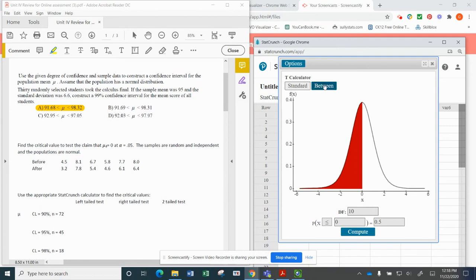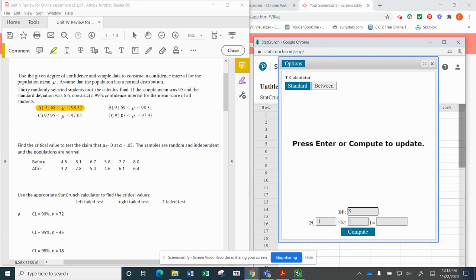This is a between because this is a two-tailed test. We're just testing this null hypothesis that the difference is equal to 0. I need to put in my degree of freedom. I have 6 data sets here, or 6 pairs of data. So I need to put in here that I have a degree of freedom of 5. And I'm going to go over here and identify that the between value should be 0.95.